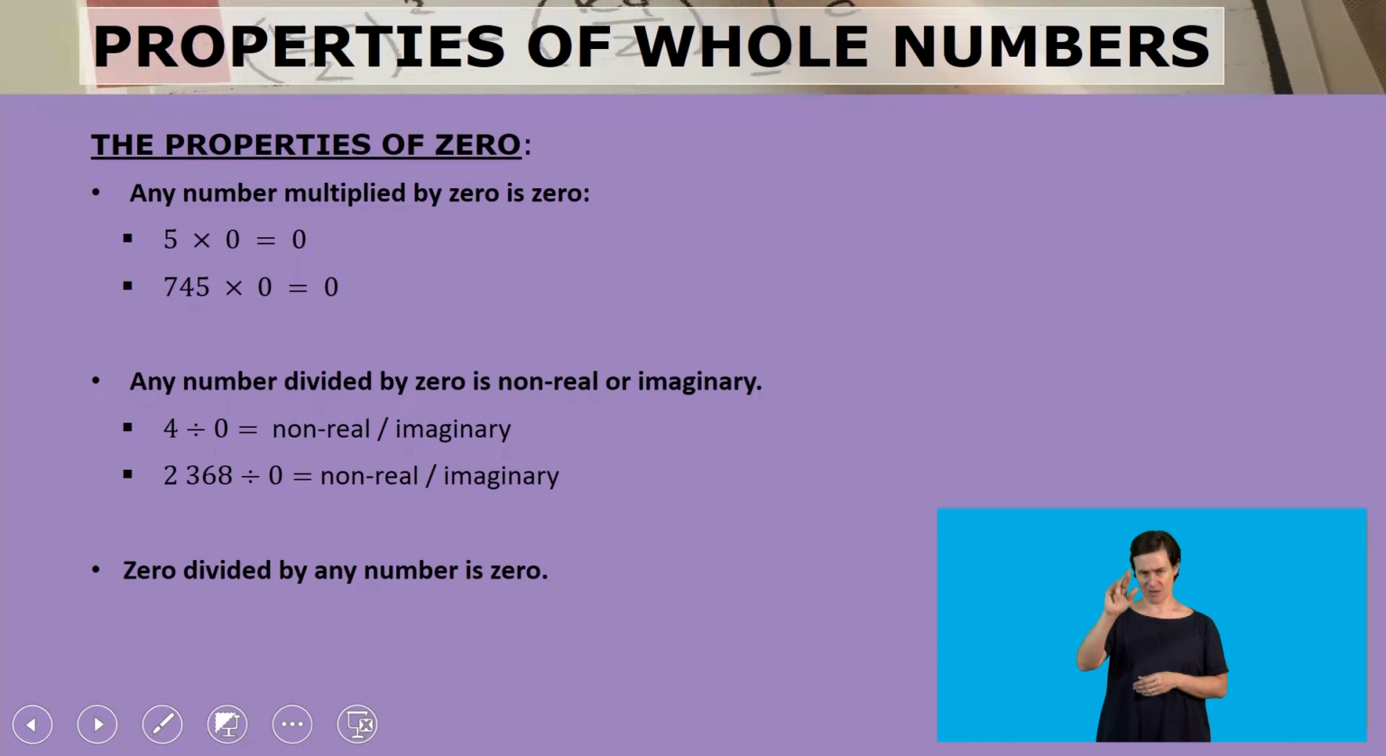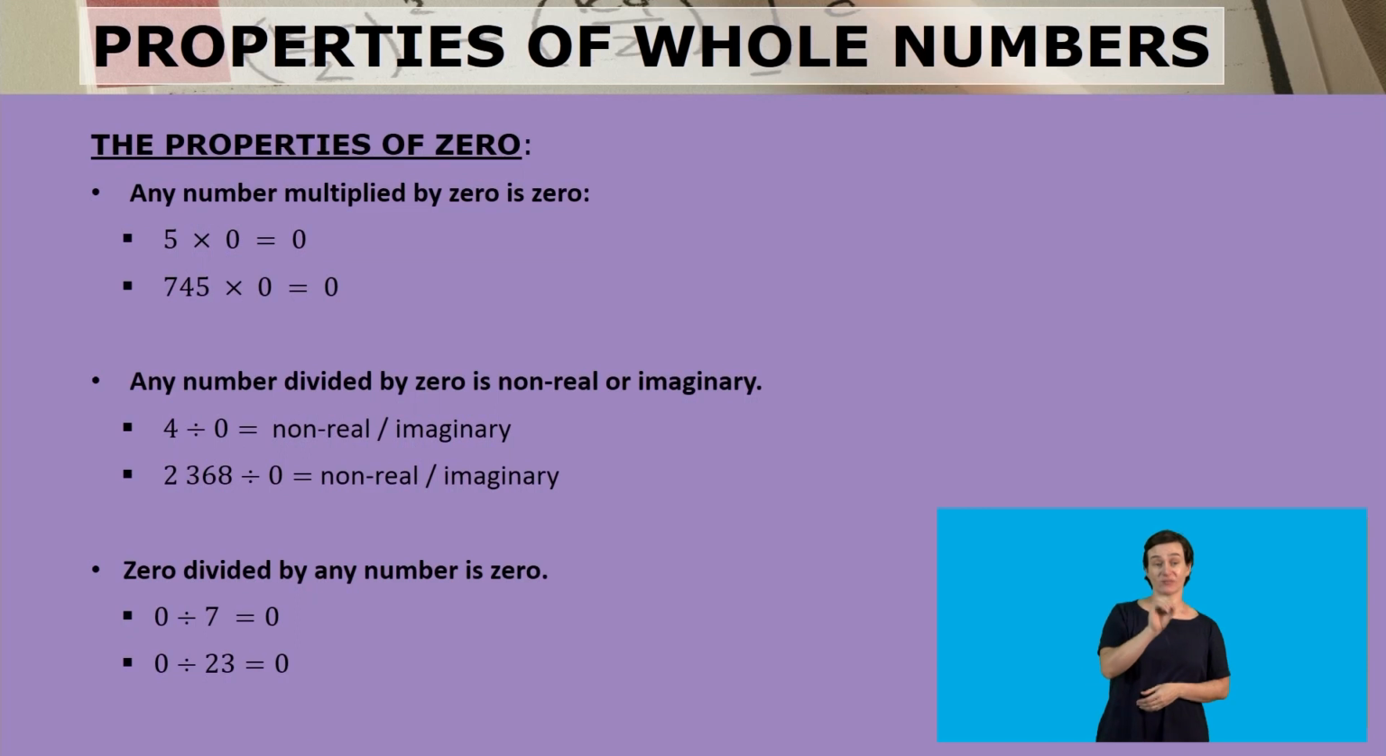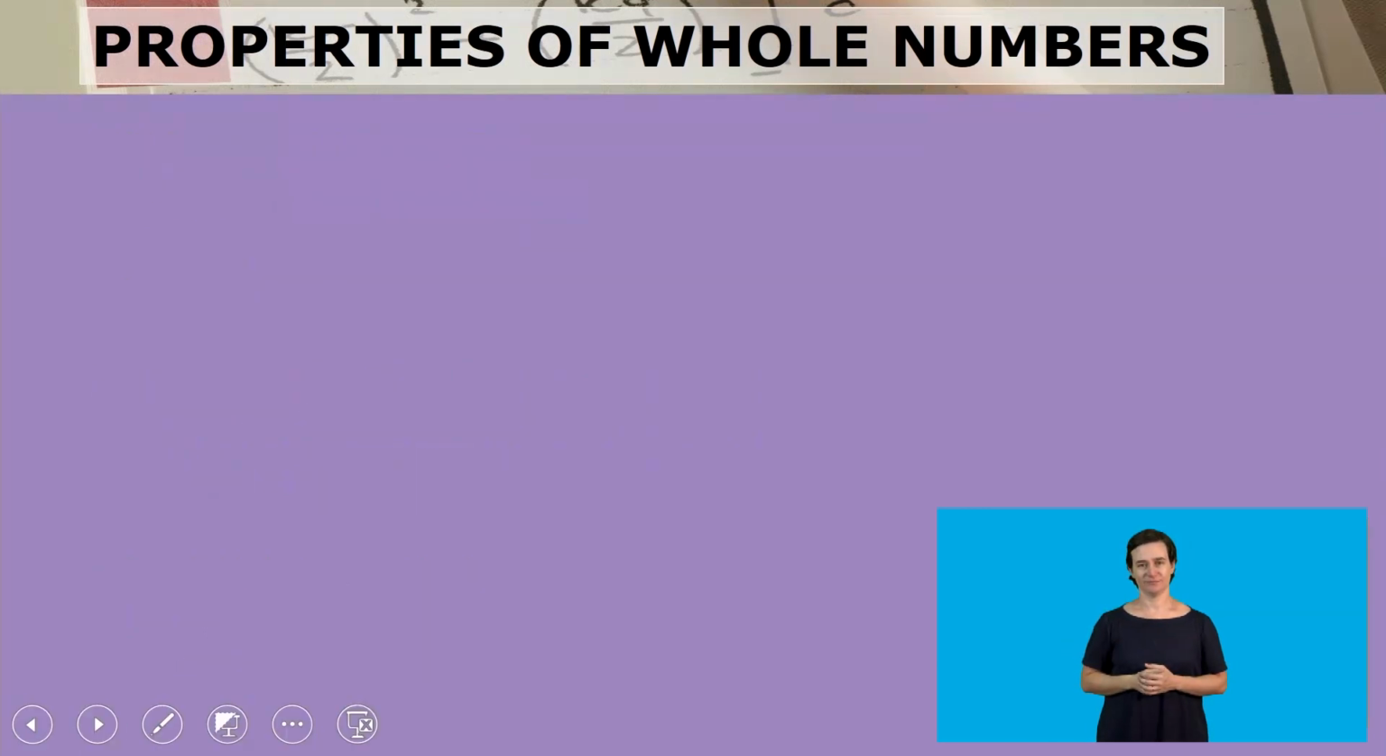0 divided by any number is 0. So if we take 0 and divide it by 7, the answer will be 0, because we are dividing nothing by a certain number. We also have 0 divided by 23. Again, the answer will still be a 0.